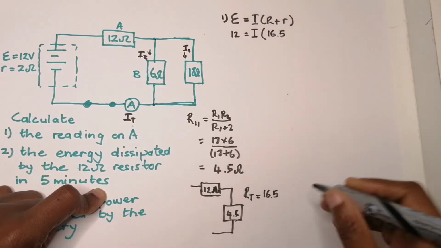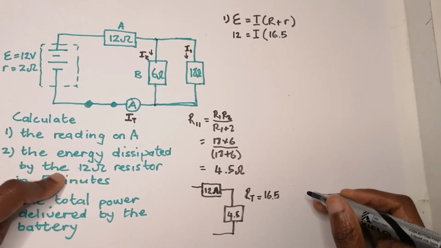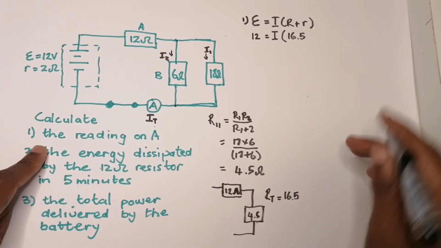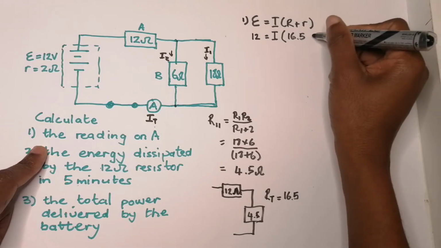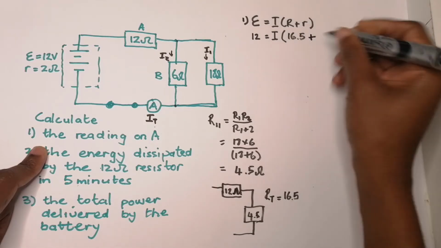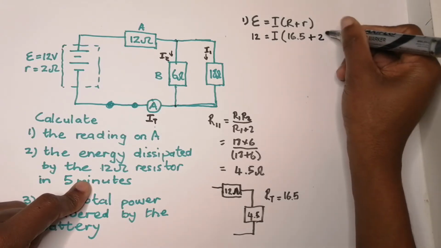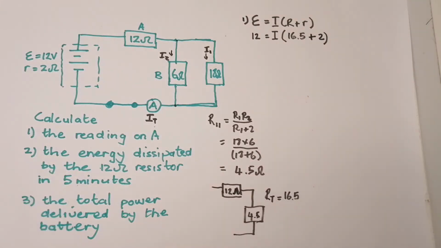Please keep that in mind, ladies and gents. As you do circuits, please remember that that current there should actually be the total current. And then we were given also the internal resistance, which is 2, okay? And all that's left for us to do now are some gymnastics mathematically. So we're going to have 12 divided by, when I add these two, they give me 18.5.